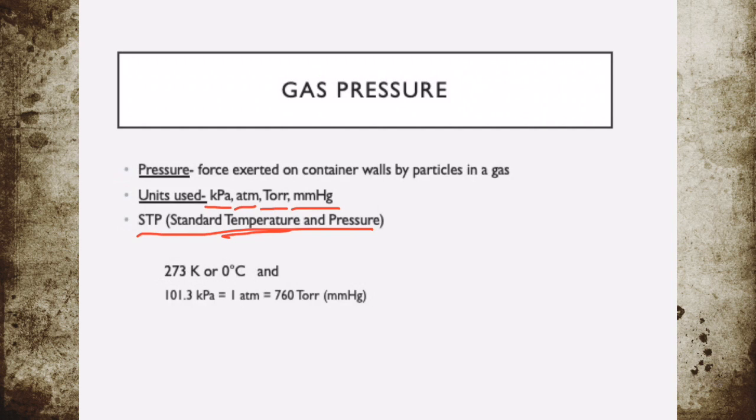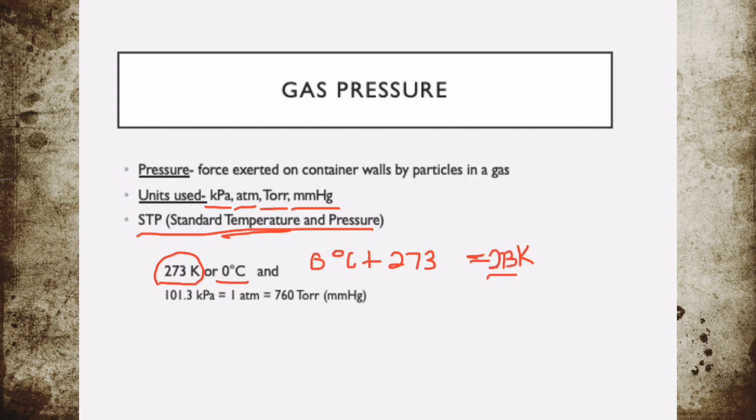When we talk about standard temperature, that means that we are to use Kelvin. How do we convert Celsius to Kelvin? In converting Celsius, we only need to add 273 so that we will get Kelvin. So if we have 0 degrees Celsius plus 273, then we will get 273 Kelvin. In terms of pressure, 101.3 kilopascal is equivalent to 1 atm or equal to 760 torr or mmHg. This is important if you have different units or different givens in your pressure.